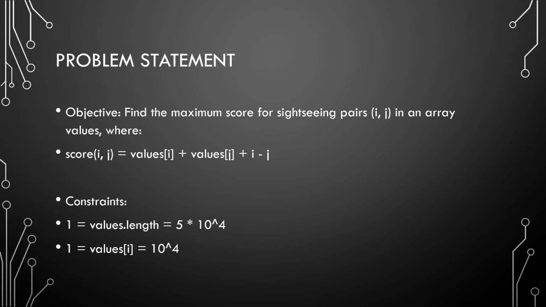Our objective is to find the maximum score for sightseeing pairs from an array called values. The score for a pair i, j is defined as the sum of values at indices i and j plus the difference in their indices. Score(i, j) = values[i] + values[j] + i - j. We are given constraints where the length of the array can be large, so an efficient solution is necessary.